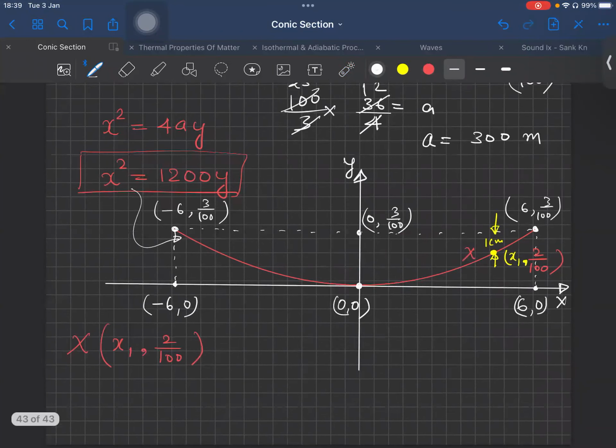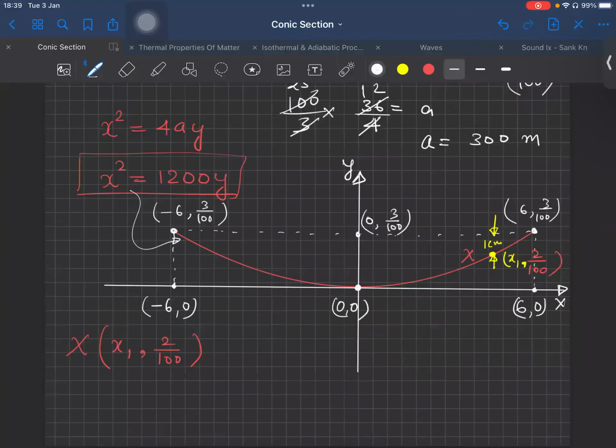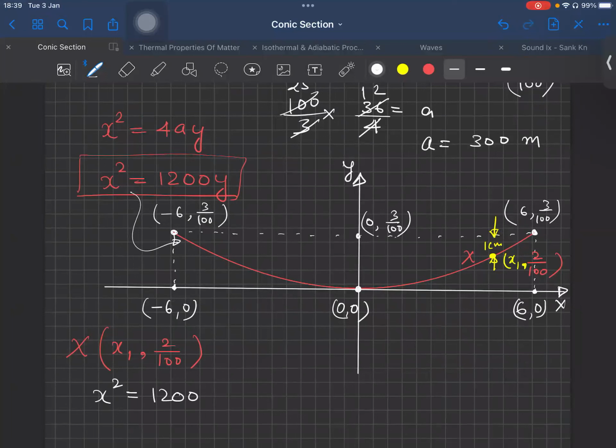Can you not find X1? You have the equation of the parabola, X square is equal to 1200 Y. Fine. You just substitute this value here and tell me the value of X1. Understood or not? See, because this point X is on the parabola, any point on the parabola, here, here, here, all points will satisfy this parabola. Understood? Okay. Solve it and tell me the value of X1.